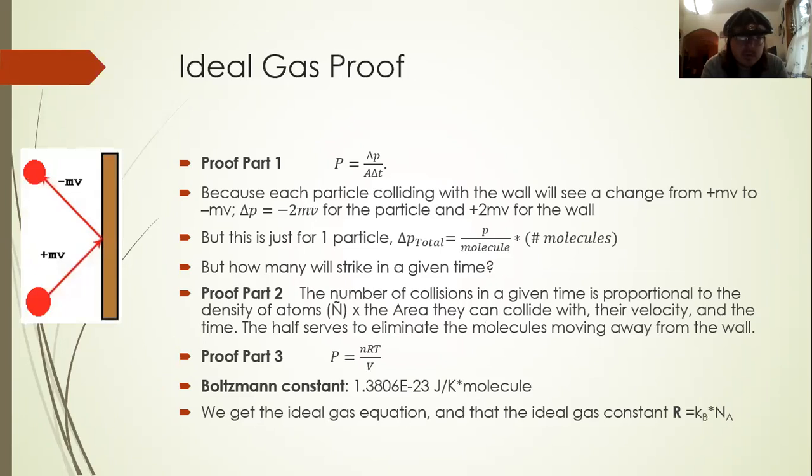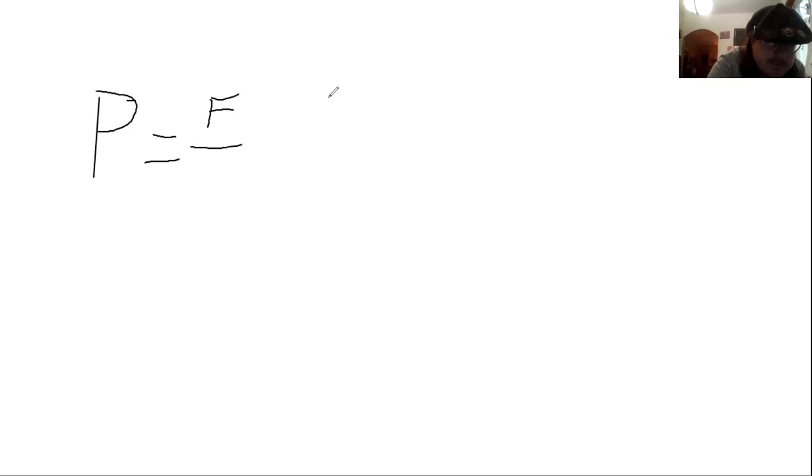The first thing we're going to do is turn pressure into the change in momentum over area times the change in time. So, first part of this proof, let's start with just this. The pressure is equal to force over area. That's our physics description of what pressure is.